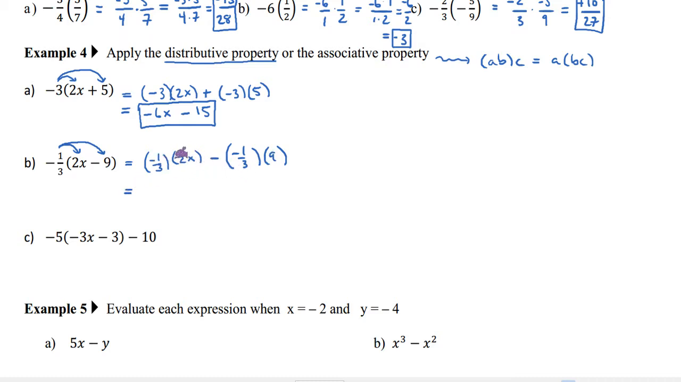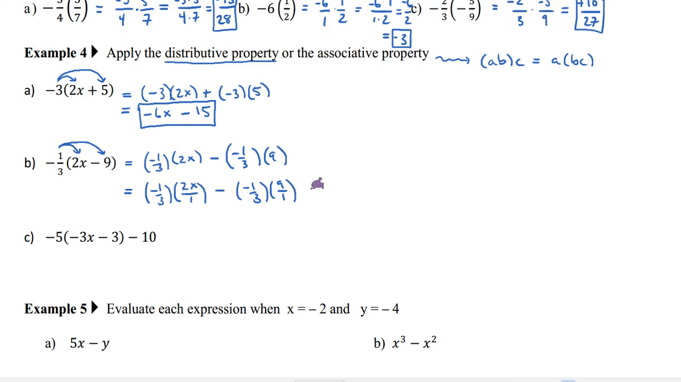And here you can think of this as a fraction times something, and I can think of this 2x as a fraction. You can always think of it as itself over 1, and the 9 you could do the same thing, as 9 over 1. So maybe I'll write that separately. We'll have negative 1/3 times the 2x over 1. I'll just leave this alone. Minus 1/3 times the 9 over 1.